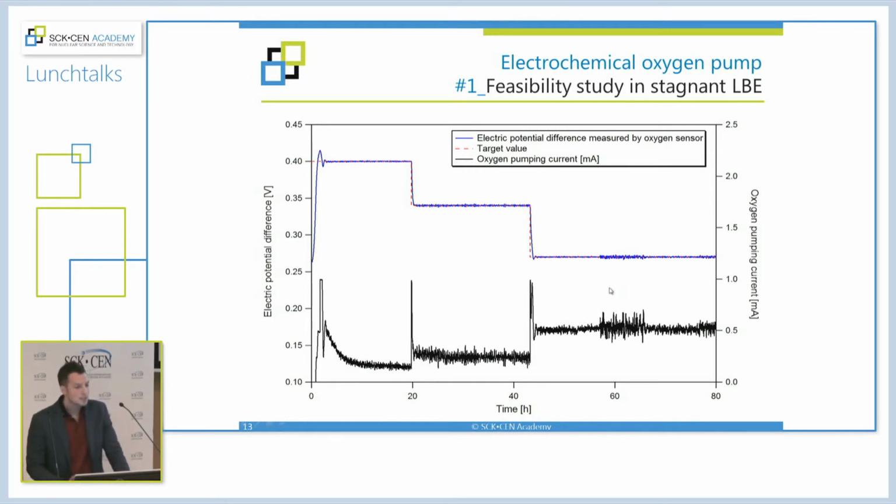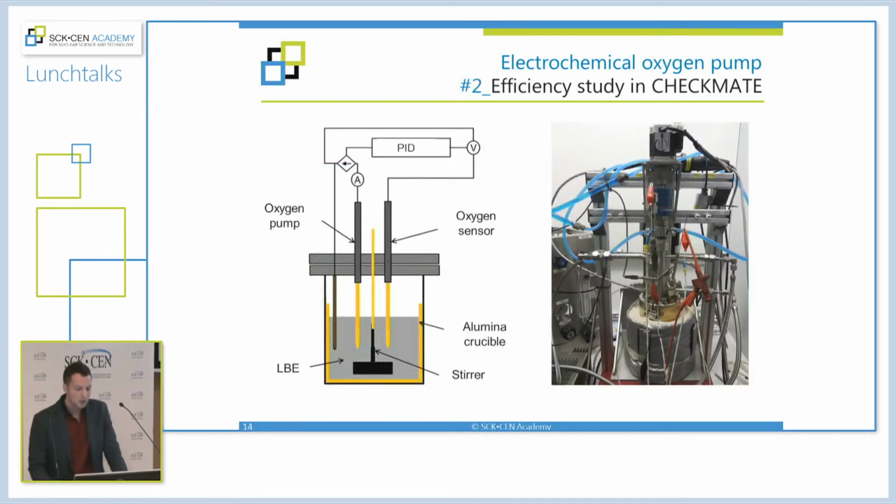So from this test, we thought, this is amazing. We can control oxygen, we can add oxygen. But I said before that the characteristic of the EOP is that we can also extract oxygen. Is this really the case? We had some doubts from the first test. So for this reason, we did an efficiency study in the Checkmate facility. The Checkmate facility is really similar to what you saw before for the feasibility study, but we decided also to study the characteristic and the response of our pump by adding a stirrer.